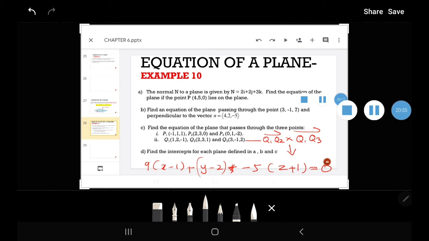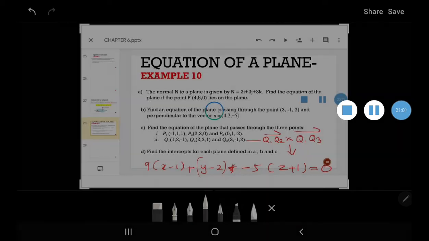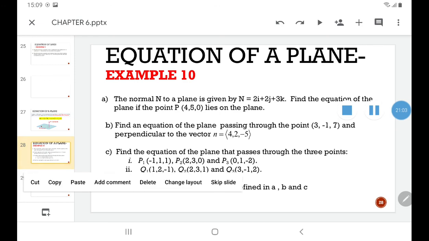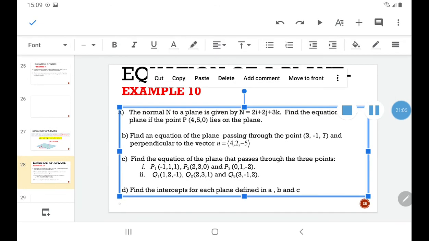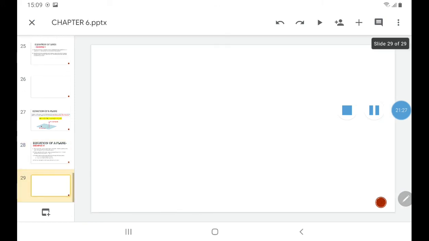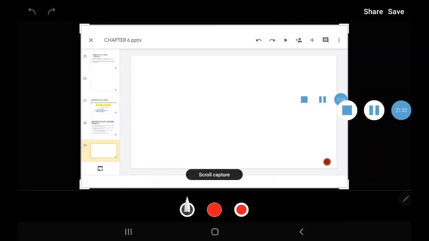Okay, so now we're going to do example D. Example D wants us to find the intercept for each plane defined in A, B and C. I'm just going to use example A. Okay, so we're going to do it here.